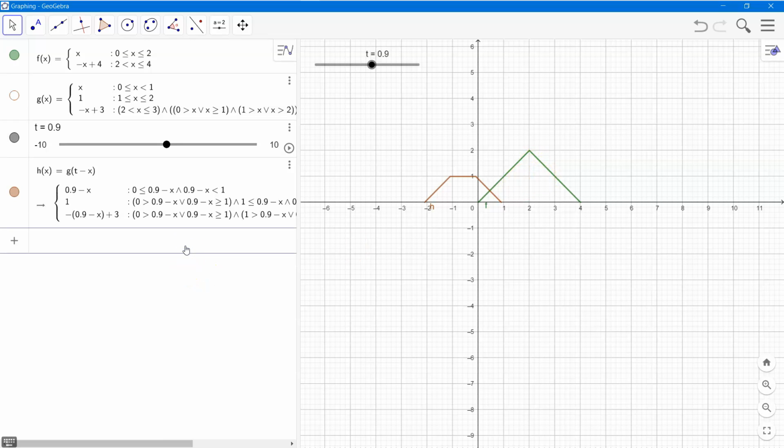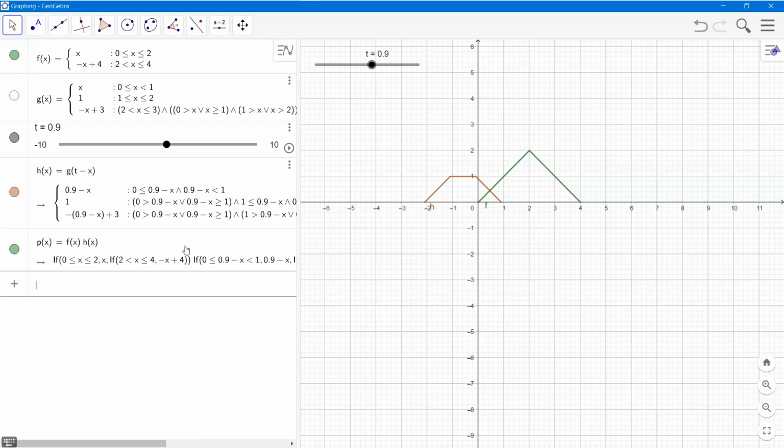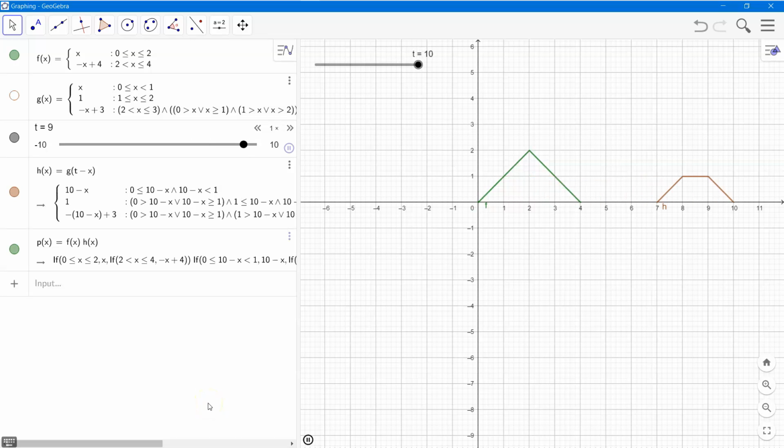Okay, so what I'll do is take the product of these two. So f of x times h of x, not like that, outside, times h of x. Right? If I do that, what happens? Do you see this small curve? And now let's animate this again. Right? Now watch this.